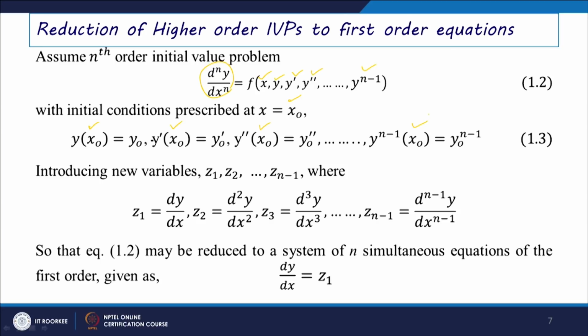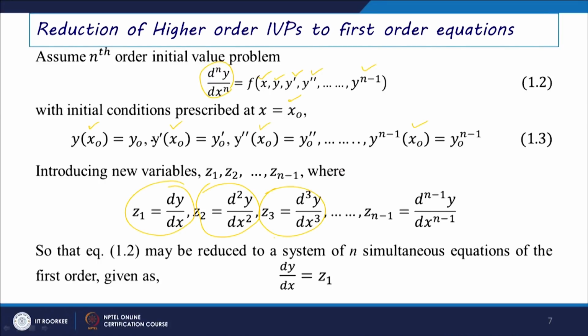So if we introduce a variable, suppose z1 here, z1 in the form of dy by dx, and z2 in the form of d square y by dx square, z3 in the form of d cube y by dx cube, and z n minus 1 as d to the power n minus 1 y by dx to the power n minus 1, so that we can write z1 equals dy by dx.